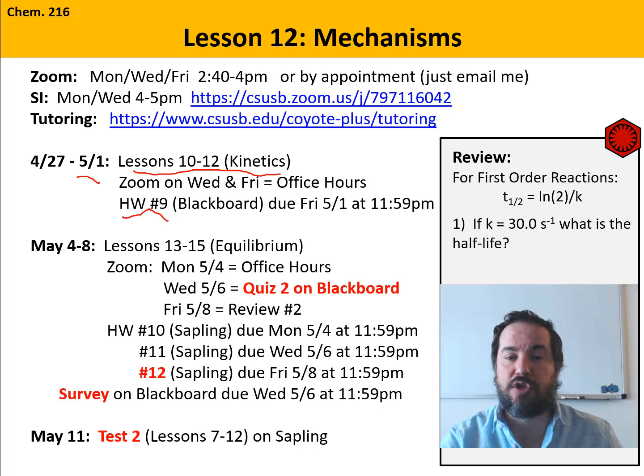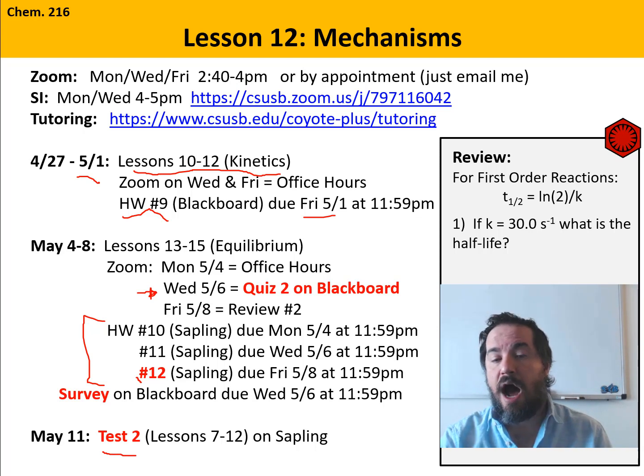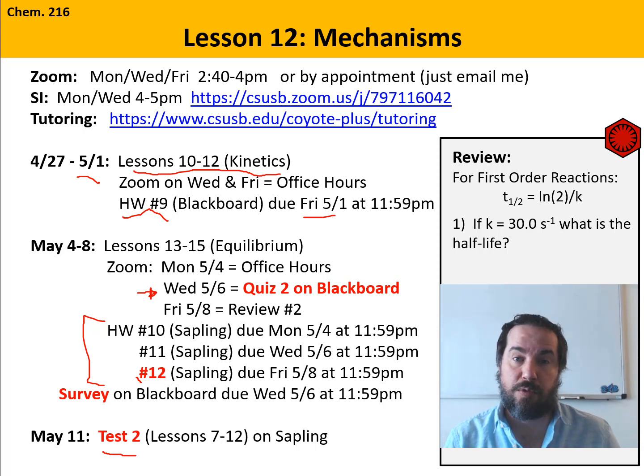Homework number 9 is due that night. Next week, we have homework all 3 days, with the 12th, homework number 12 being via Sapling next Friday. On Wednesday, there's a quiz, just similar to quiz number 1, again on Blackboard. And then the test will be on May 11th, and that'll cover lessons 7 through 12, right? So what we're finishing today.